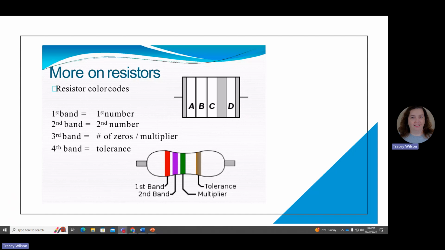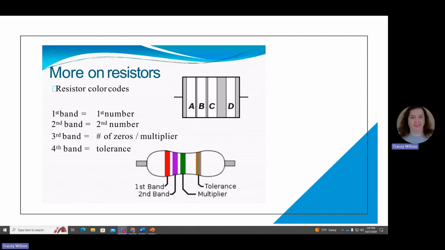The resistors, and we talked about this a little bit earlier, have color bands that tell you a lot about the resistor and what its measurement or rating is. So the first band is the first number, the second band is the second number, the third band is the number of zeros or the multiplier. So they're condensing the number down. Fourth is tolerance. So each band means something.